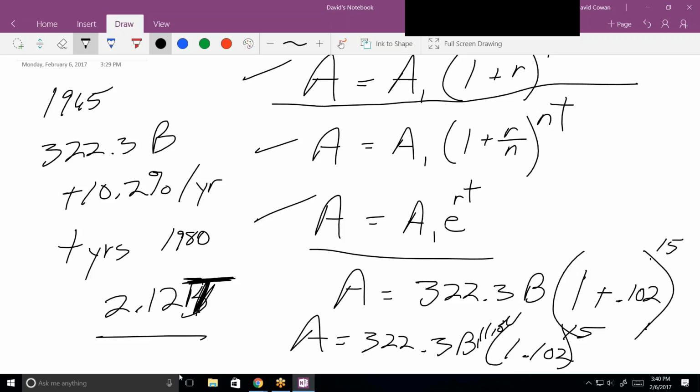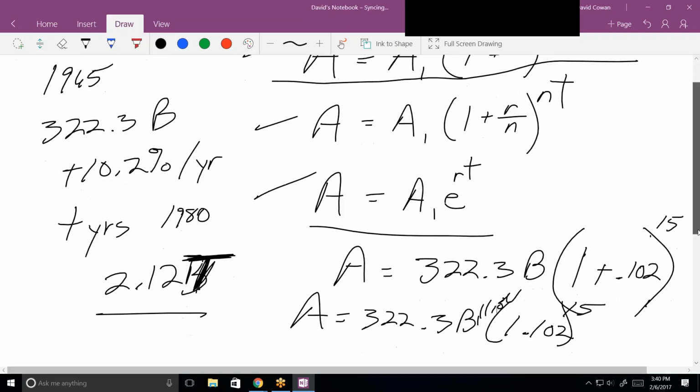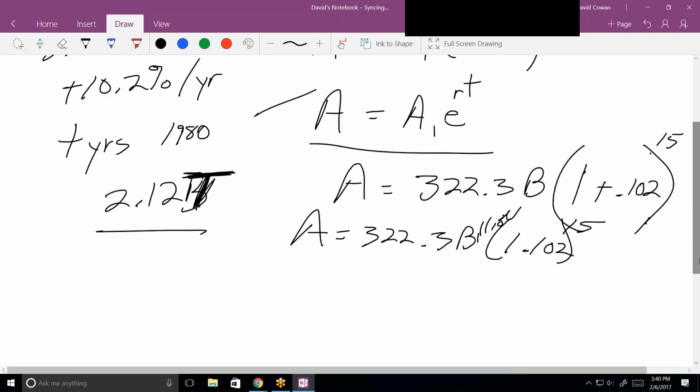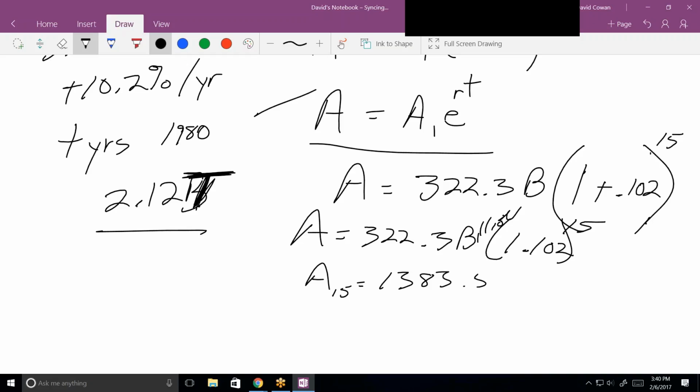So do you have your calculator? Getting it out right now. First thing you want to do is the right part: 1.102 to the 15th power. Take that answer, multiply it by 322.3 billion. $1,383.52. That's billion. And that's 1.3 trillion. Okay.